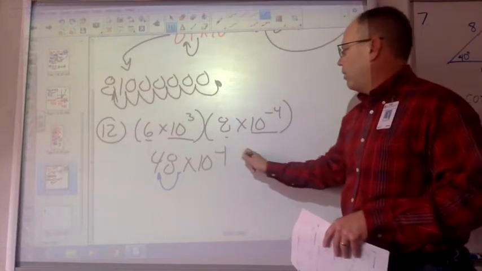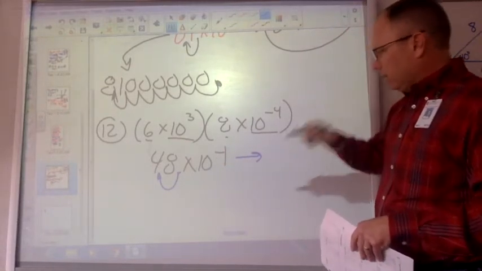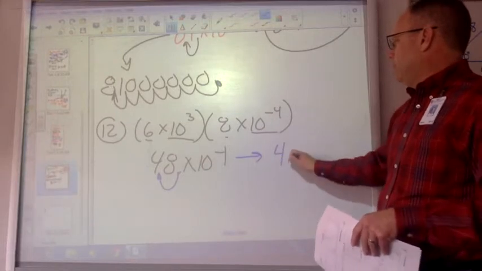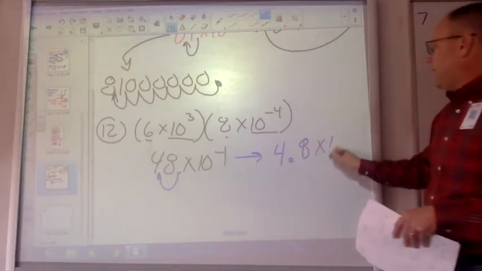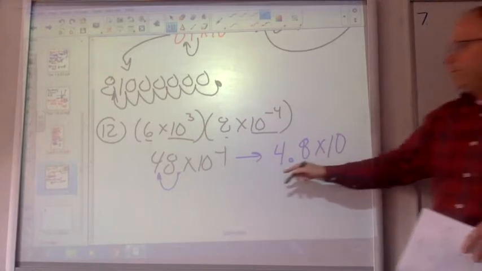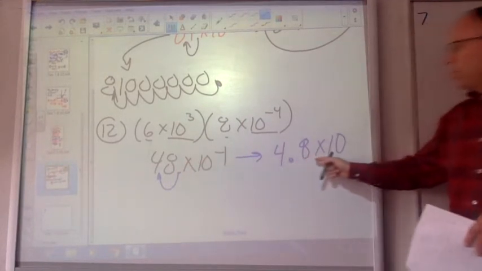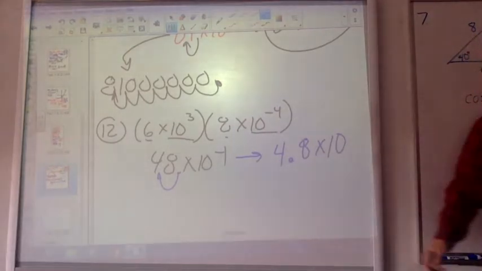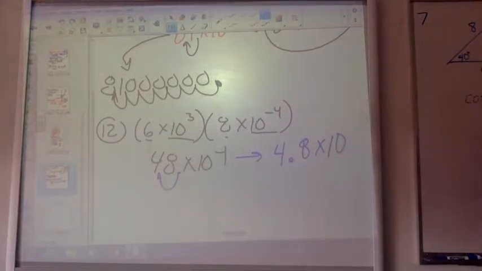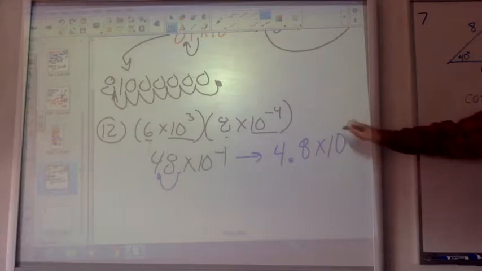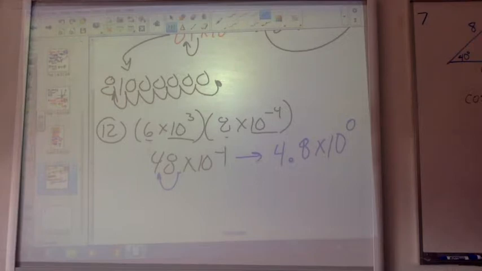So think about what this is if I rewrote it. It would be 4.8 times 10. Okay, now it's in proper form. So this transfers to 4.8. If I want to keep it as 4.8, 10 raised to what power won't change where the decimal is? 10 to the first is 10. It has to be 10 to the 0. 10 to the 0 is what? 1. 1 times 4.8, 4.8. Done.